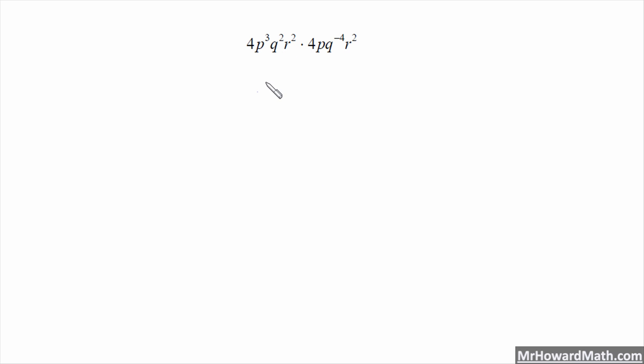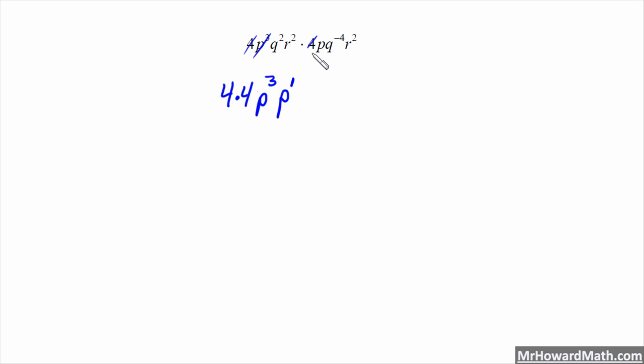Alright, another example with a lot going on, so a little more complicated. So what we'll do is, just like we did last time, we'll write numbers beside numbers, p's by p's, q's by q's, etc., and make it easier. So we have a 4 times a 4, so that 4 and that 4 I've written again. We'll go in alphabetical order again, so we'll write the p's next. So we have a p cubed here. We have a p to the first power.